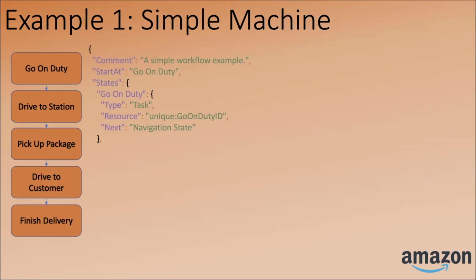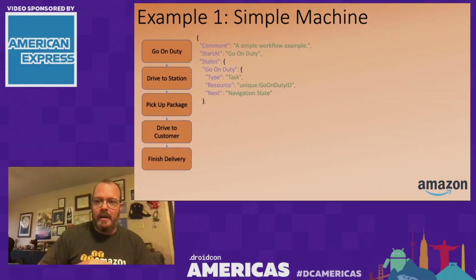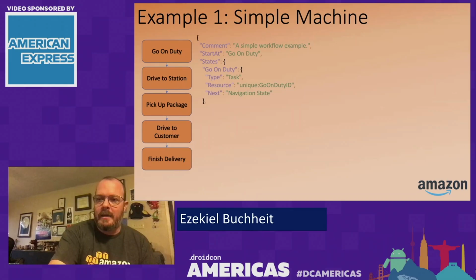The type is a task. That means there's a task handler somewhere that's going to do some work. This is going to be the work that's going to be done inside of Android, inside iOS. And then we have this resource that I said, unique go on duty ID. If you're familiar with AWS, if you've ever worked with an ARN, something that says, we need some Lambda to do some work. Here's its unique ID. It's going to go do some work. Let's just pass it some data, and then it'll return to us. This is the unique ID for whatever particular task handler is going to execute the go on duty work.